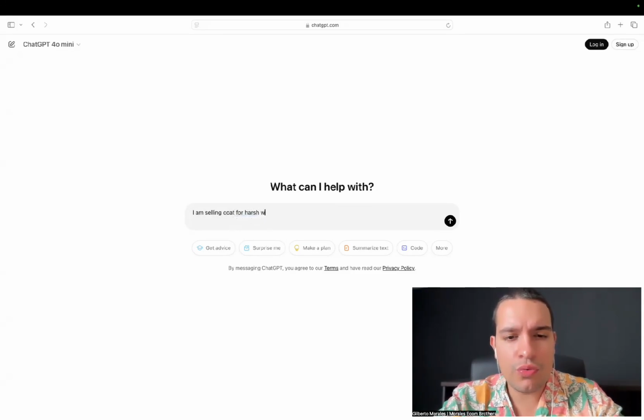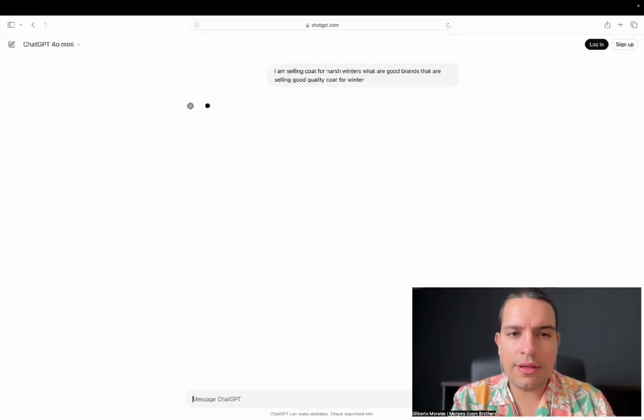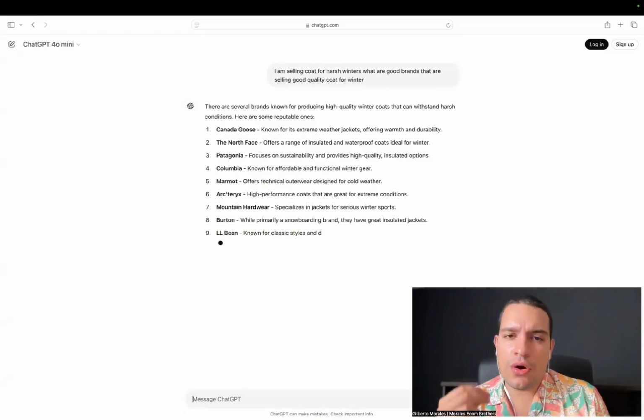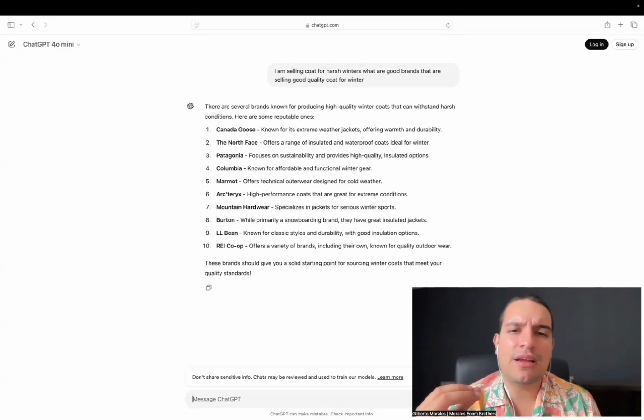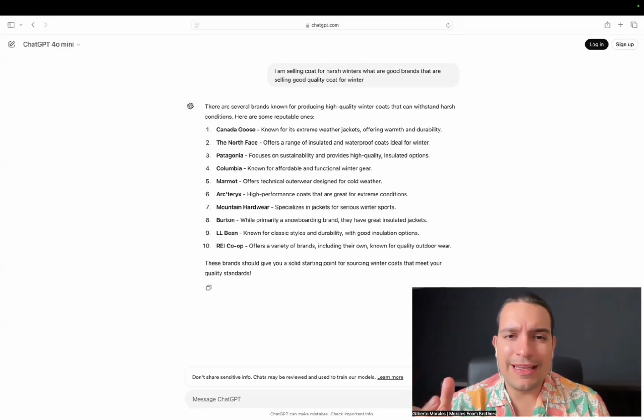harsh winters. What are good brands that are selling good quality coat for winter? Okay, so I'm selling a coat for harsh winters. The sentence doesn't need to be perfect. What are good brands that are selling good coat for winter?